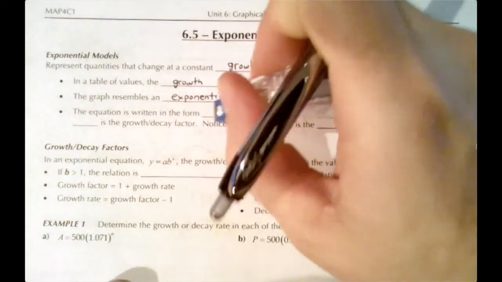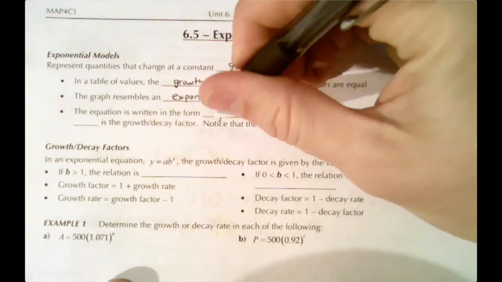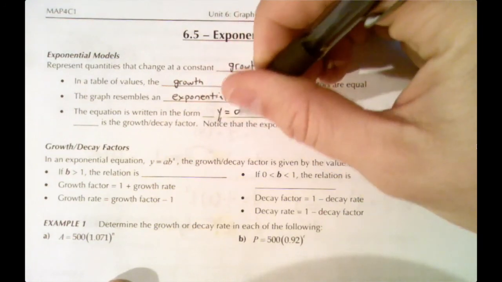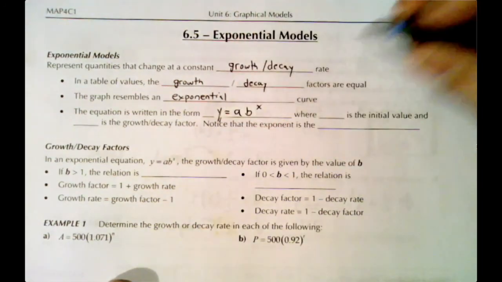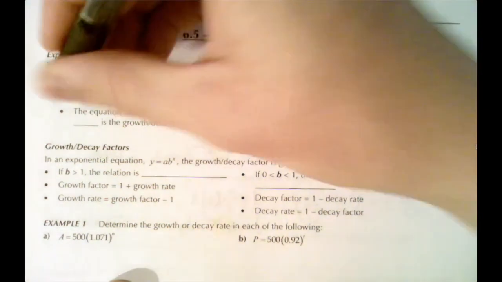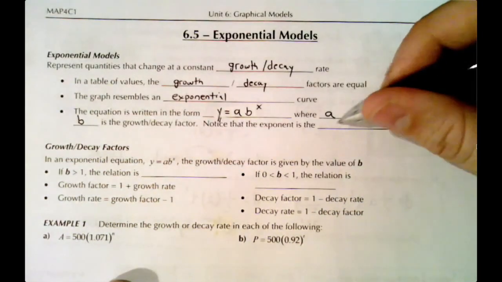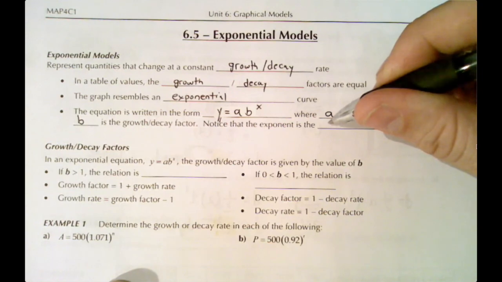I'm going to rewrite that because that looks terrible. y equals a b^x, where a is the initial value, b is the growth or decay rate, and notice that the exponent is the variable.